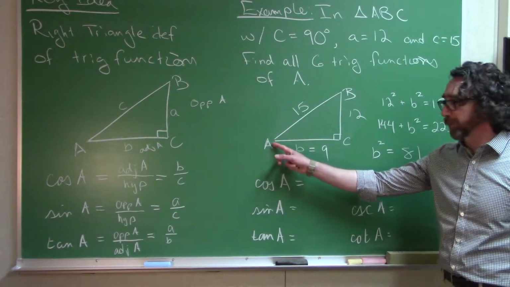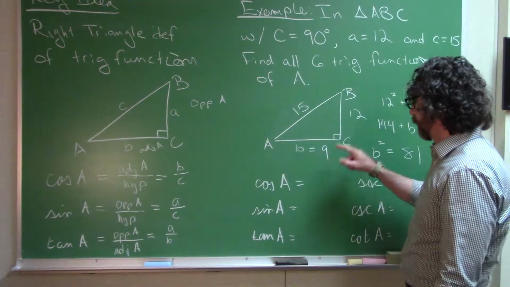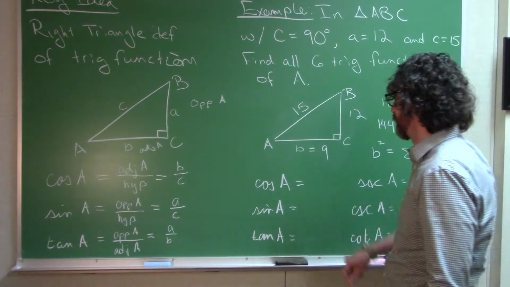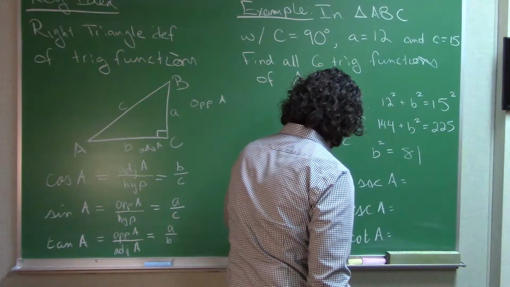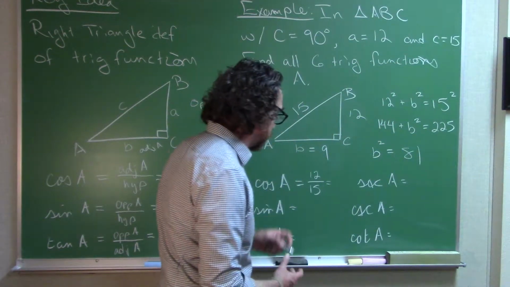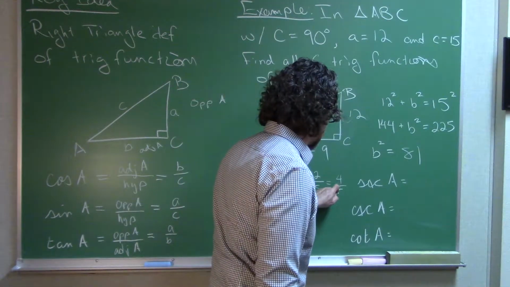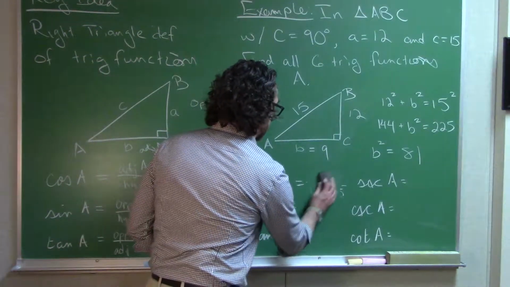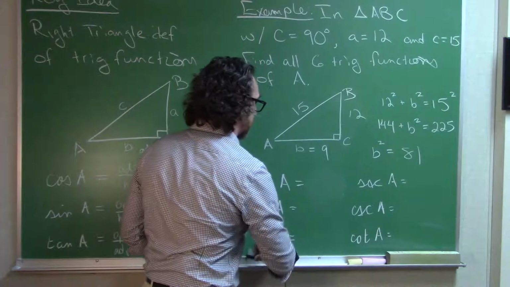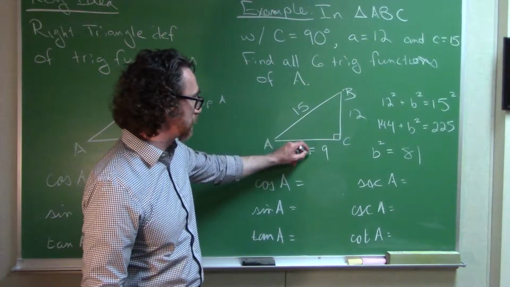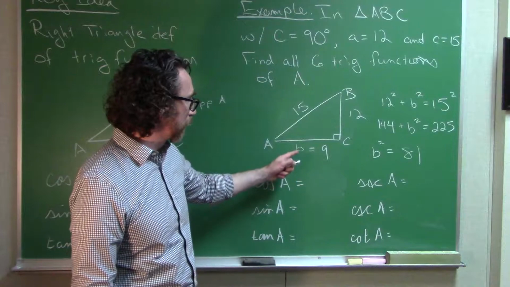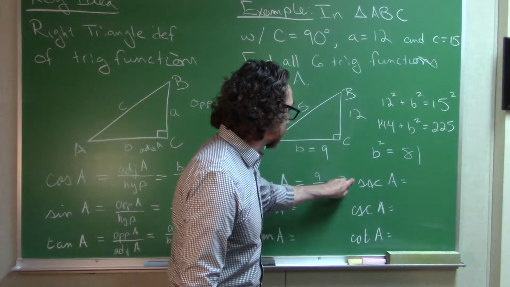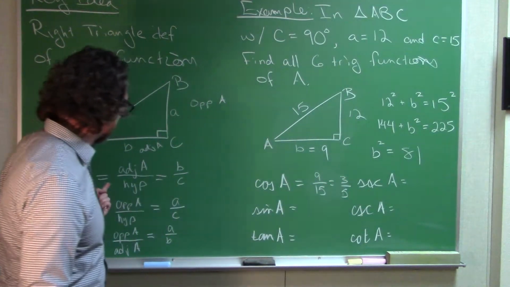Okay, so we're talking about angle A here. Cosine A, opposite over hypotenuse, 12 over 15. We can reduce this fraction, 4 over 5. Nope. Cosine is adjacent over hypotenuse. 9 over 15, 3 over 5. Okay, I've got it written right here, right?